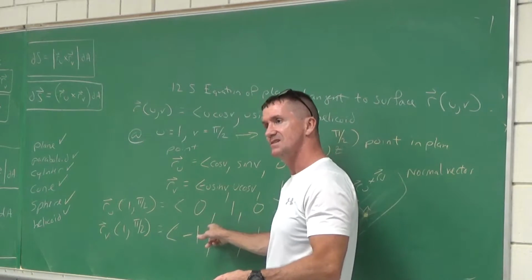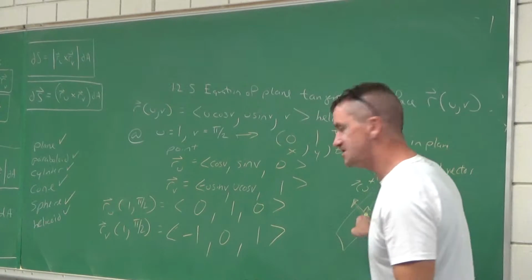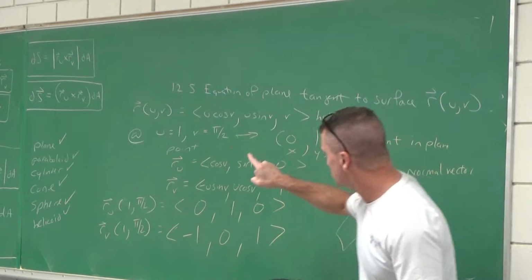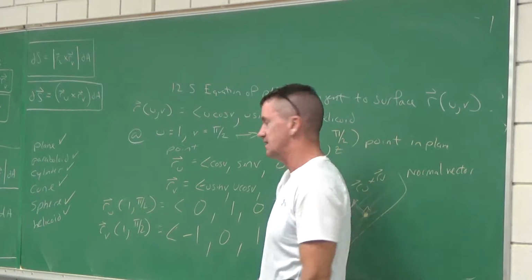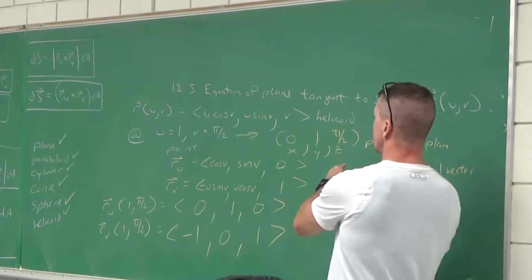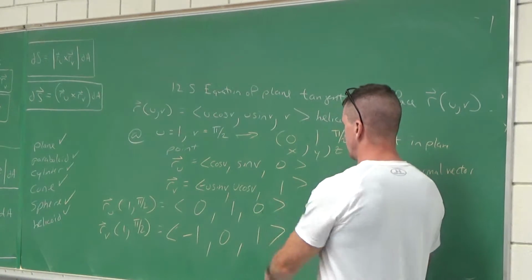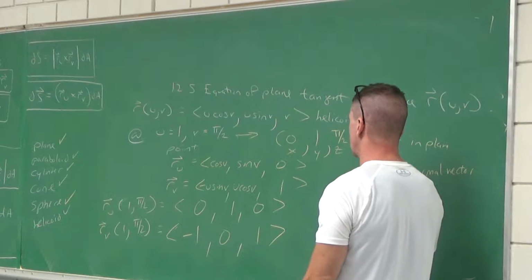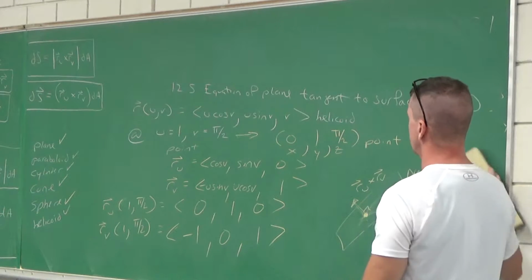I just thought it'd be easier. Let's cross this. We can do this because it's at a specific point, at that precise point. So plug in the points, it's easier. Then we'll get the cross product, we'll get the normal vector. So cross those. What is that cross product?